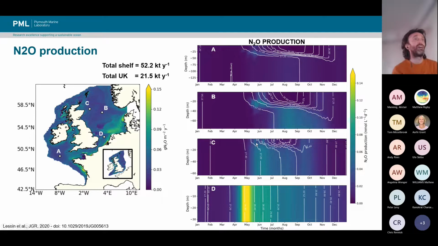So this is the result of the simulation about the N2O production. So how much N2O is produced in the water column, and you can see that the production for the total shelf is about 50 kilotons per year, and for the UK shelf, that is the area highlighted here in blue, so the part of the shelf that is in the UK exclusive economic zone, is roughly a bit lower than half of it. But if we look at these 4 locations that we have highlighted here, we see that there is obviously a temporal and also a spatial variation in the vertical dimension.